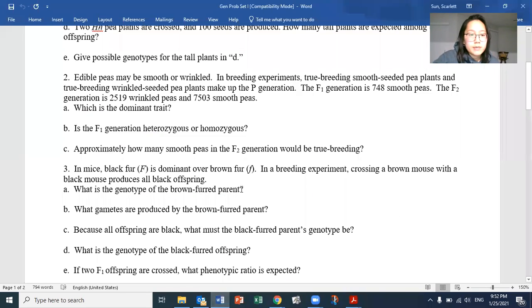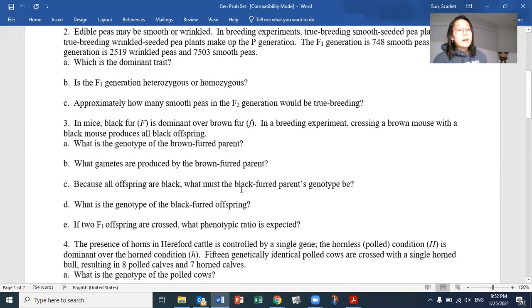Now we're going to go to number 3. In mice, black fur, capital F, is dominant over brown fur, lowercase f. So you would be noting those two things down first because they gave you that information and you want to have it next to your work that you're about to do.